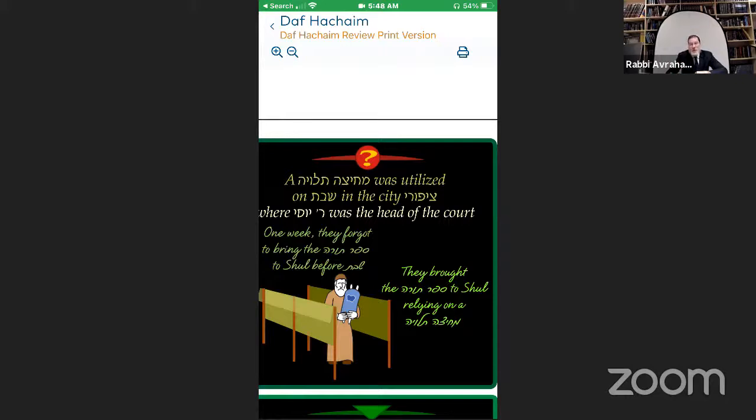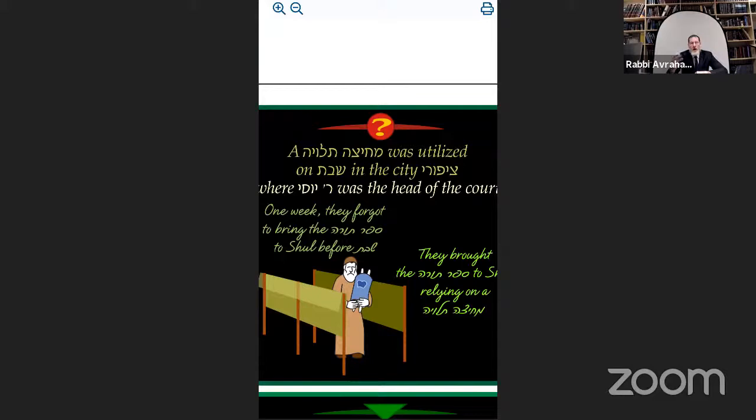Now, one option would be to make an Eruv Chatzeres. This was left in a Chatzir that they never made an Eruv Chatzeres. Over there, they would bring it right before Shabbos. And one time it happened that they forgot to bring the Sefer Torah from a home into the Beis HaKnesses. Now, what do you do? So what they did was they had a clever thing.